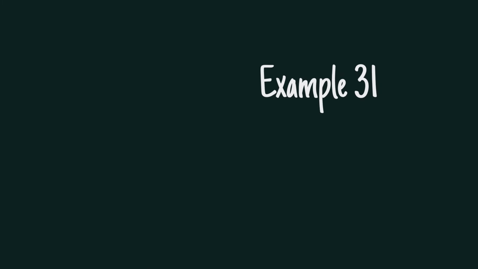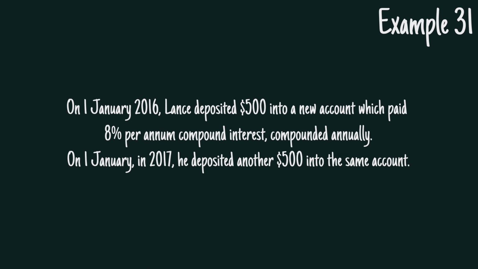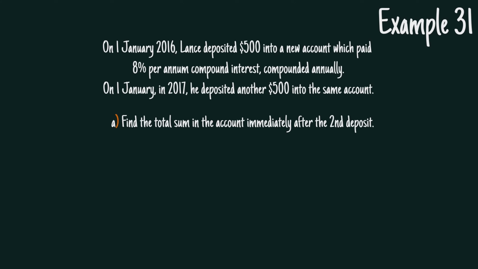In example 31, on 1st of January 2016, Lance deposited $500 into a new account which paid 8% per annum compound interest compounded annually. On 1st of January in 2017, he deposited another $500 into the same account. In part A, find the total sum in the account immediately after the second deposit.